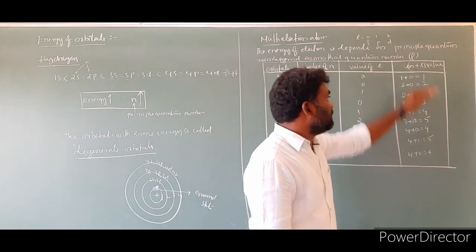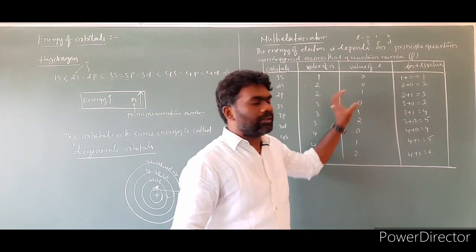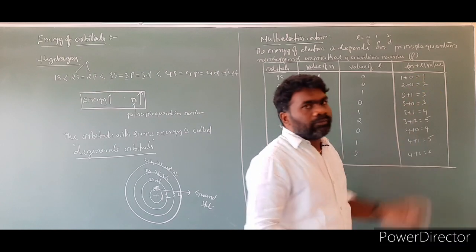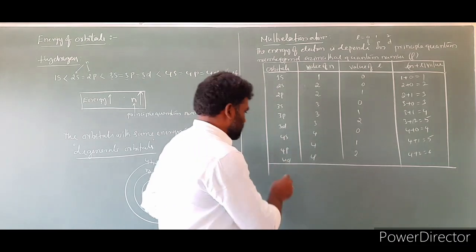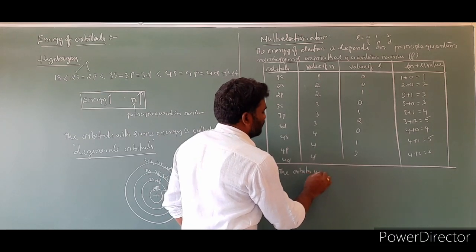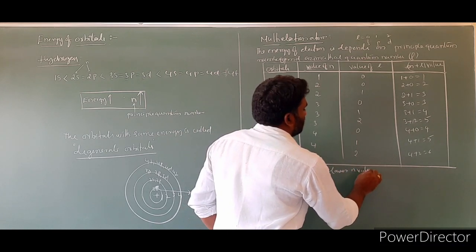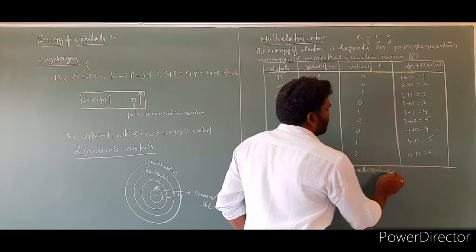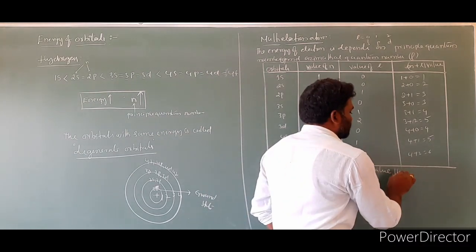So we got the n plus l values. Based on the n plus l value, we have to arrange the orbitals in increasing or decreasing order of their energy levels. One important point: the orbital with lower n plus l value has lower energy. Good, keep in mind, lower n plus l value, its energy is lower.